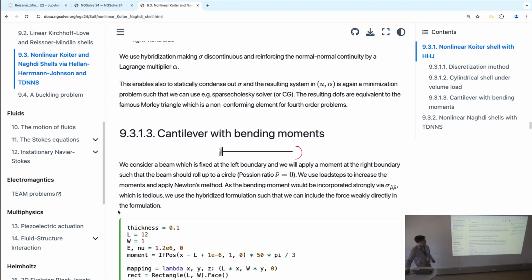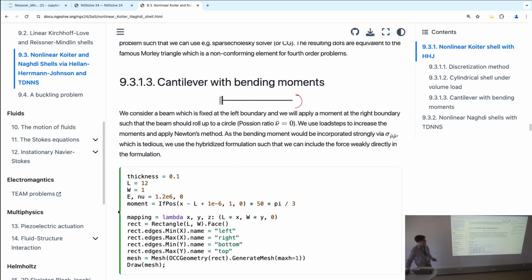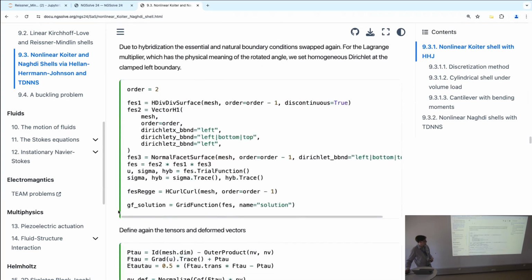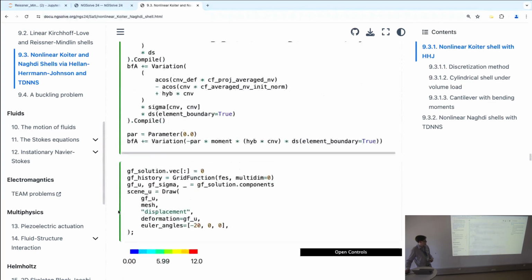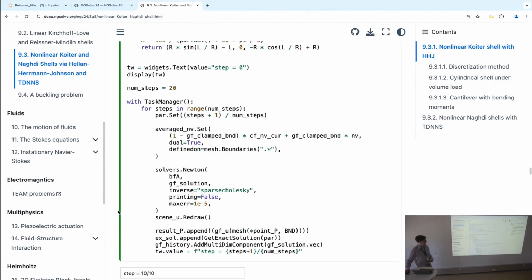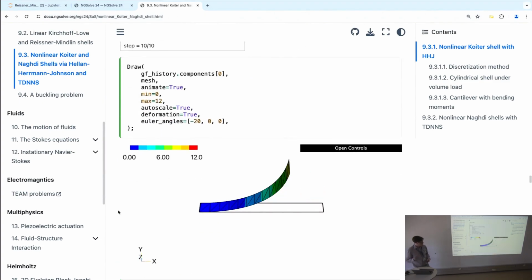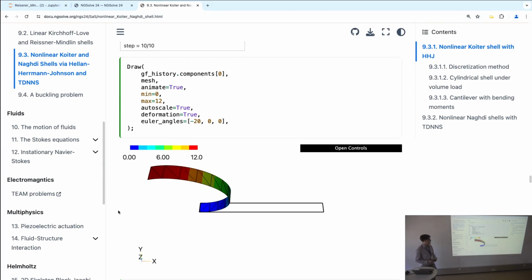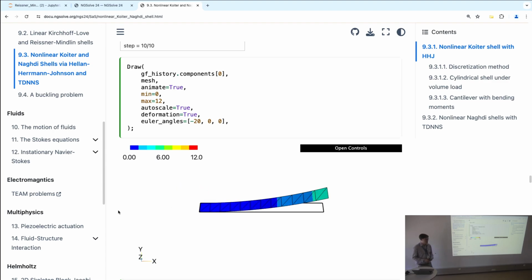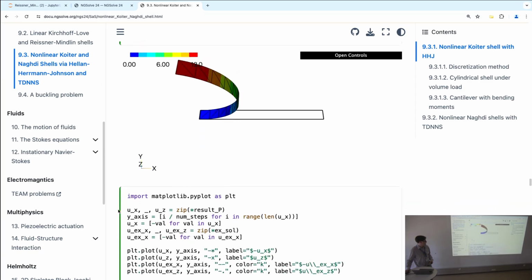And another nice example is a cantilever with bending moments. So we can also apply moments without problems. And I just show you how it looks, because the method is more or less the same. So we start with a bending moment and clamped on the left, and after some time, if chosen correctly, then we get a full circle. And of course, normally we would stop here because it would get unphysical if we increase it more, but we can see how far we can go and do more load steps.